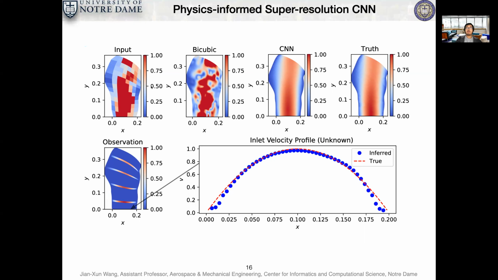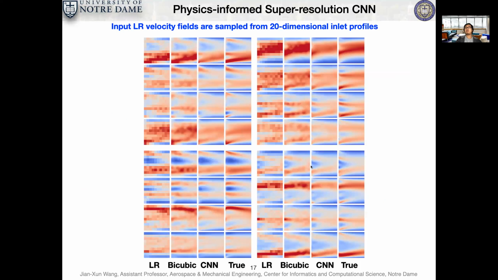As you see, the super resolved flow agrees with the ground truth pretty well. At the same time, the inlet velocity profile, where the truth is a parabolic profile, can be accurately inferred; this blue dot is our inferred inlet. So they agree with the true inlet very well.